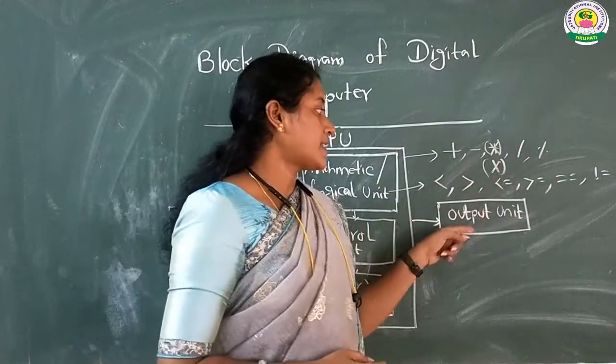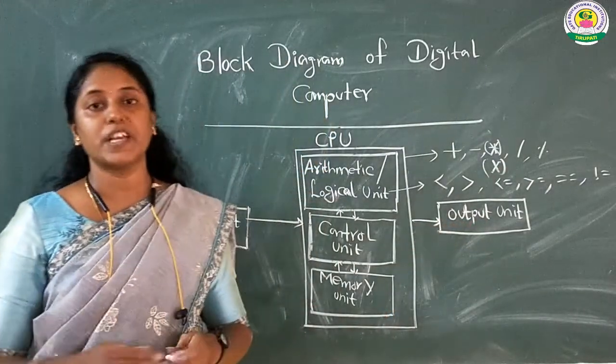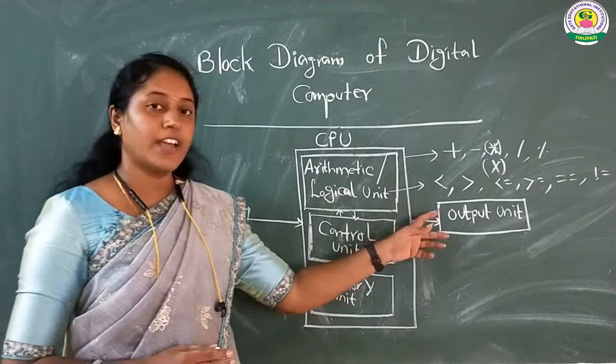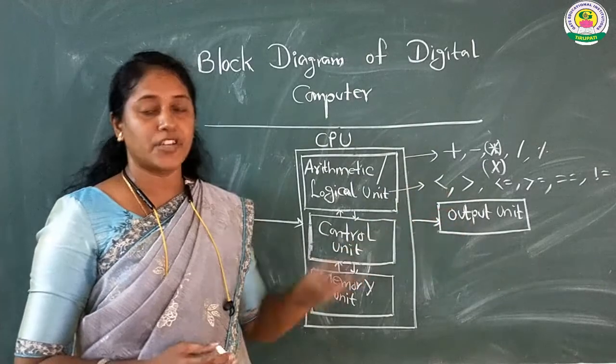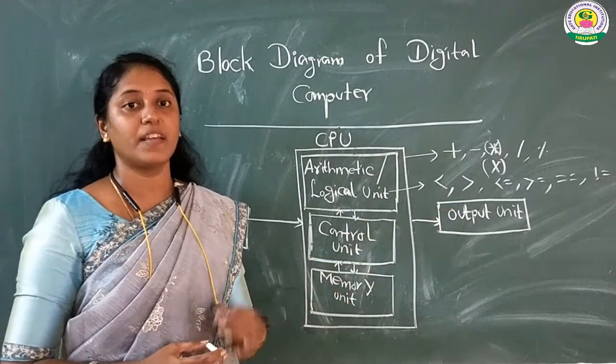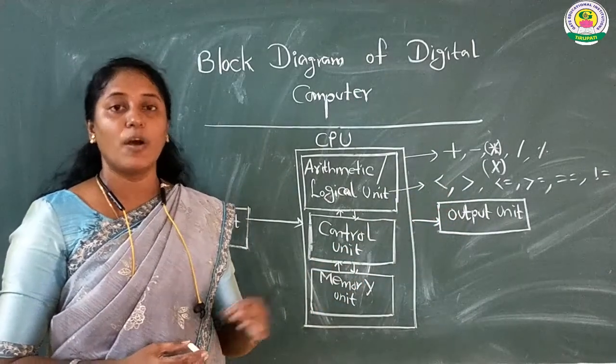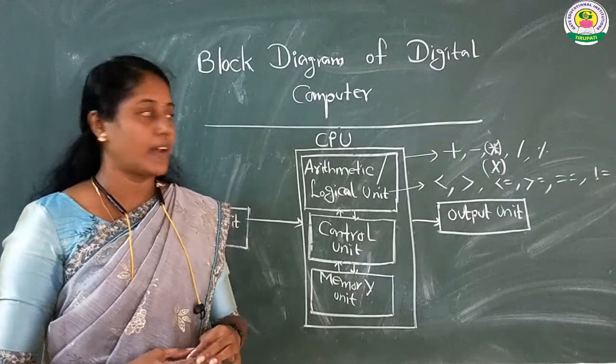Then lastly, the output unit. By using the output unit, the computer can provide information to us. So the major output devices are nothing but the monitor and printer, right?